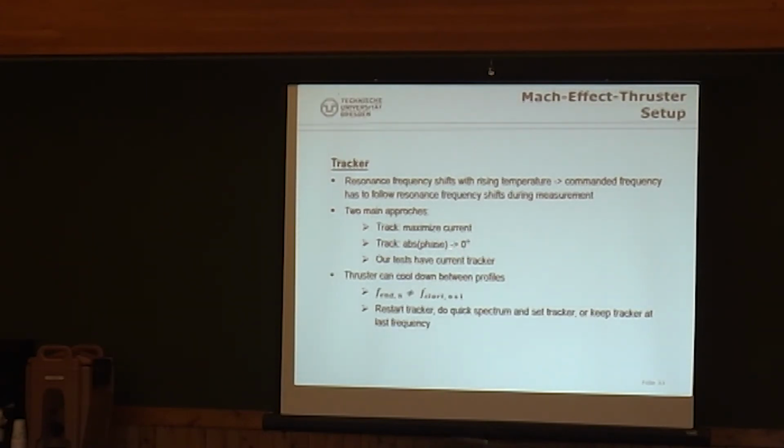And tracking the phase is actually much easier, because if you don't use the absolute value of the phase, you always get the direction in which you should go. If you have a negative phase, you have to increase the frequency, and if you have a positive phase, you have to lower the frequency. So we basically only used the current tracker because we wanted to put as much power into the thruster.